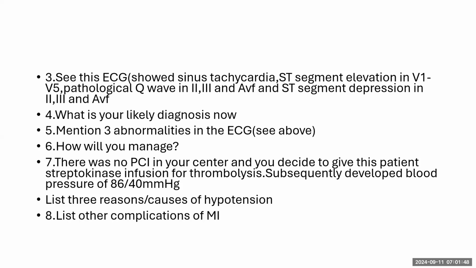Question 7, there's no PCI in your center, and you decide to give this patient streptokinase infusion for thrombolysis. Subsequently, he develops blood pressure of 86/40 millimeters of mercury. List 3 causes or reasons of hypotension. And the last is, list other complications of MI.